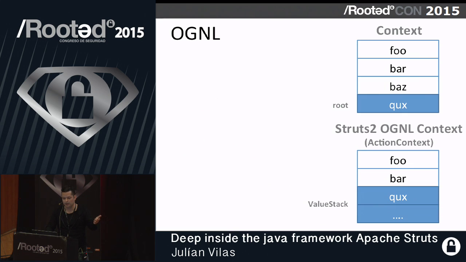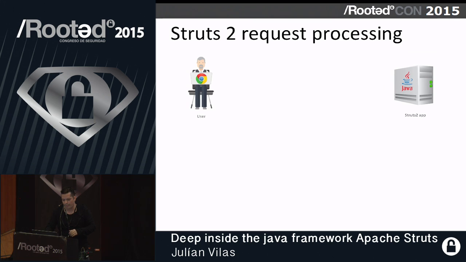The OGNL of Struts 2 is a modification of the original standard. In Struts 2, instead of having one single object in the root, we have several objects, organized like a whole vertical pile, a stack of objects. The property setDummy is looked for in the upper part of this stack, following the reverse order. So let's wrap up OGNL.